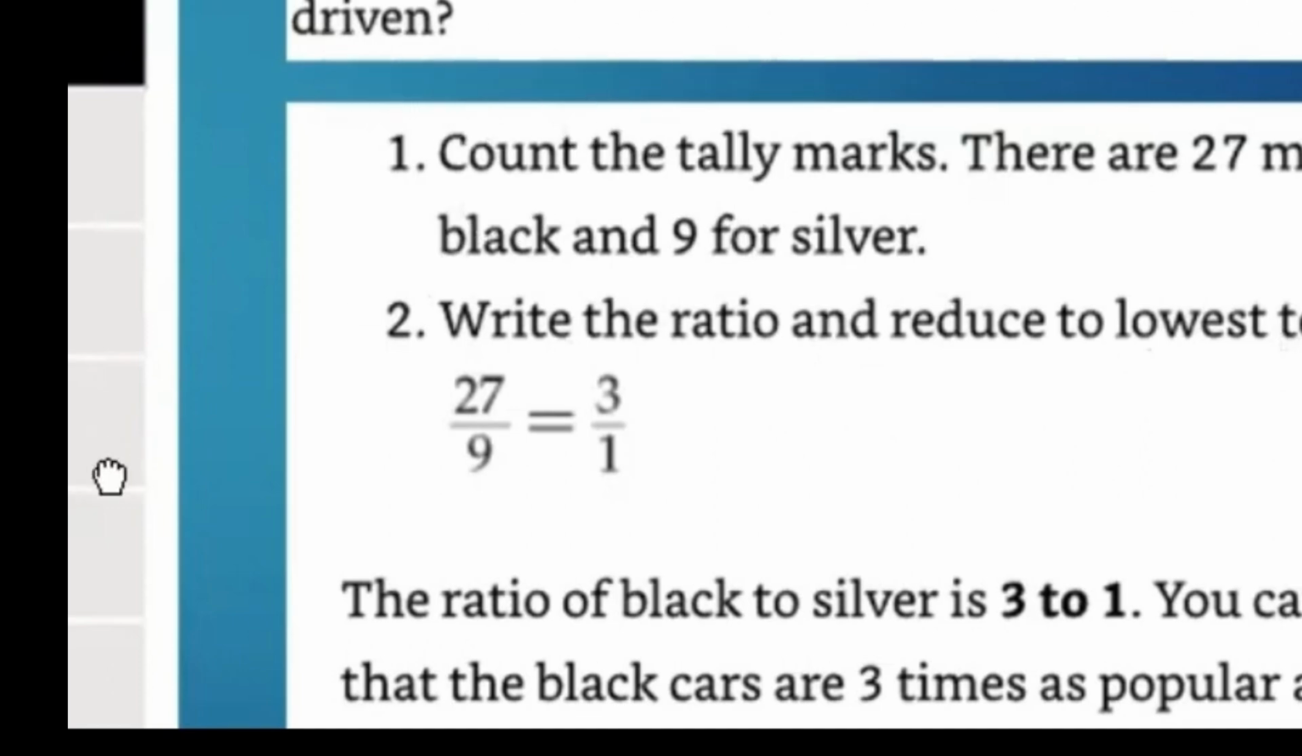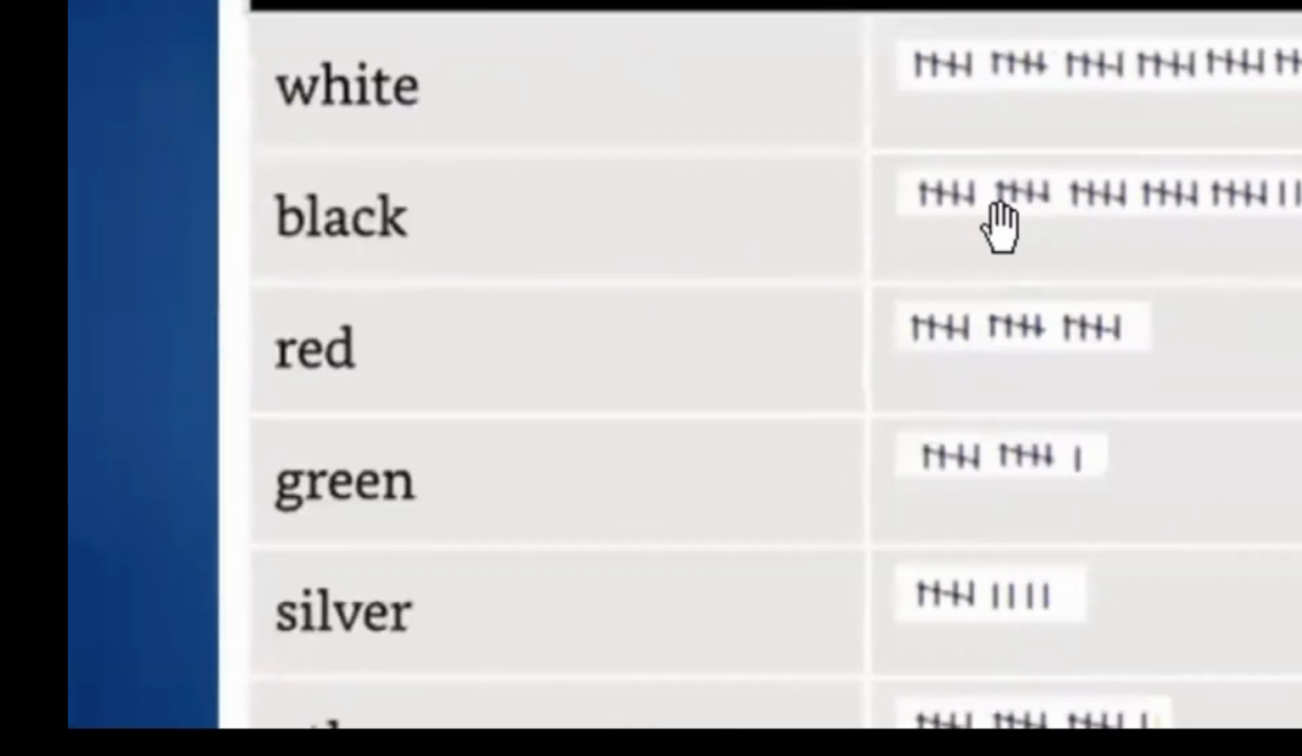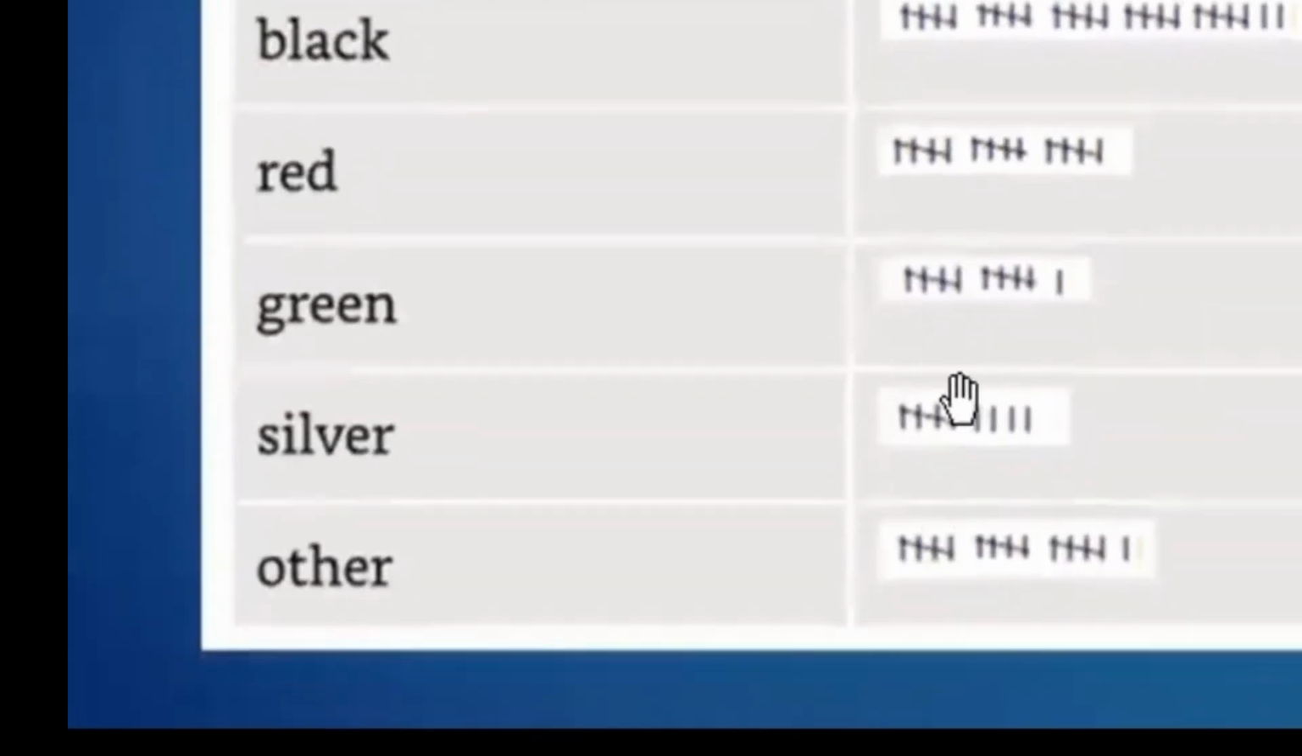We went to our tally. We counted the number of black cars. Again, we know from memory that every time you see tally marks and then 1 line crossing through, that bundle, if you want to consider it, represents 5. So we counted our tally marks for the black car. We saw that we had 27. We counted our tally marks for the silver car, and we saw that we had 9.